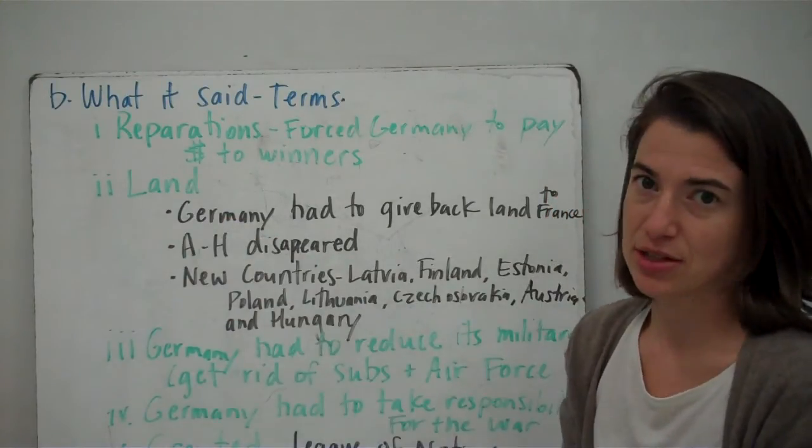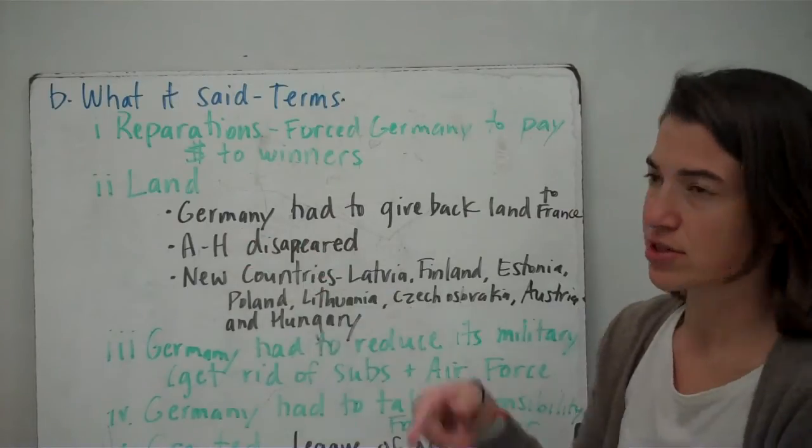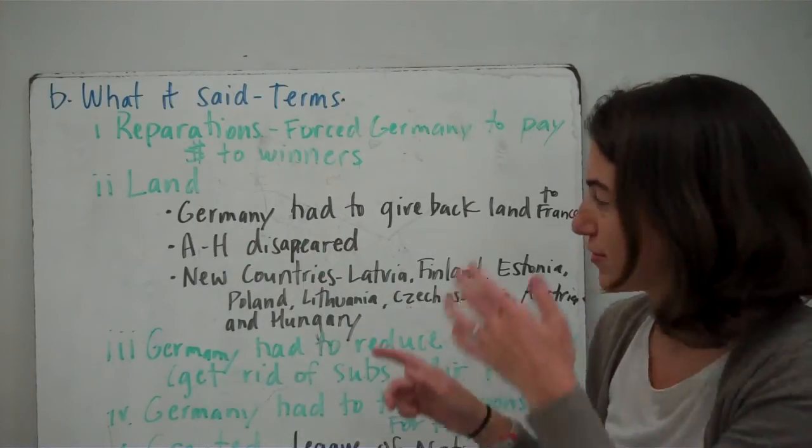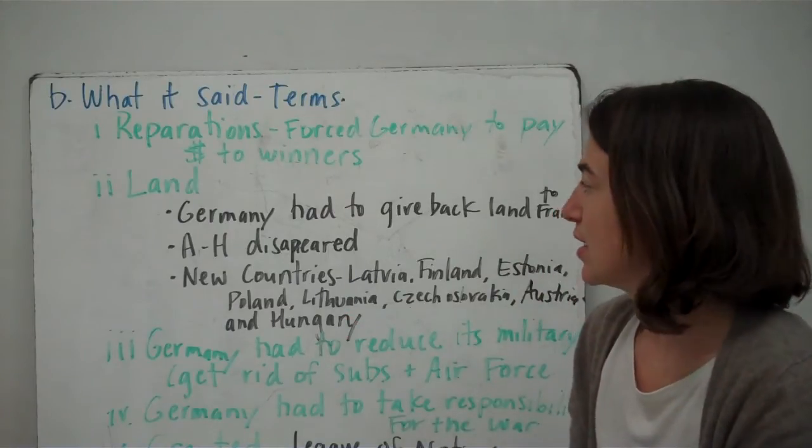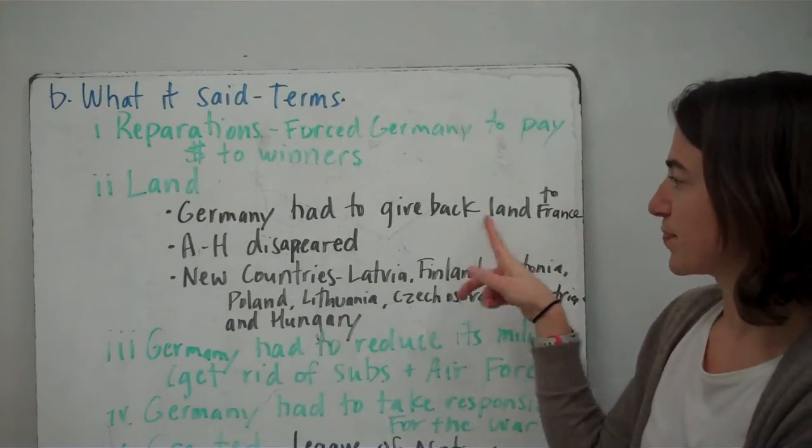Another term had something to do with land. So Germany had taken over the Alsace and Lorraine area and some other areas of France. They had to give it back, right? When you lose something, you usually have to give it back. So they had to give back the land to France.